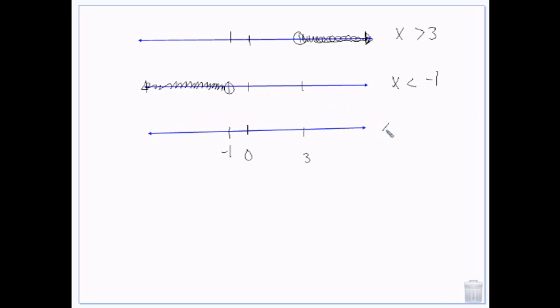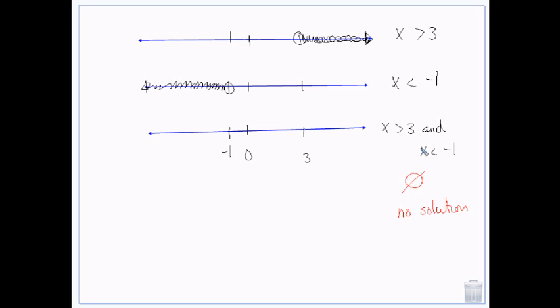And intersections are only overlaps. Does this overlap at all? Right? They don't have anything in common. There's no overlap. So if that occurs, you get no solution because there's nothing overlapping. So there's no number that would make this true, that it's both greater than 3 and less than negative 1.